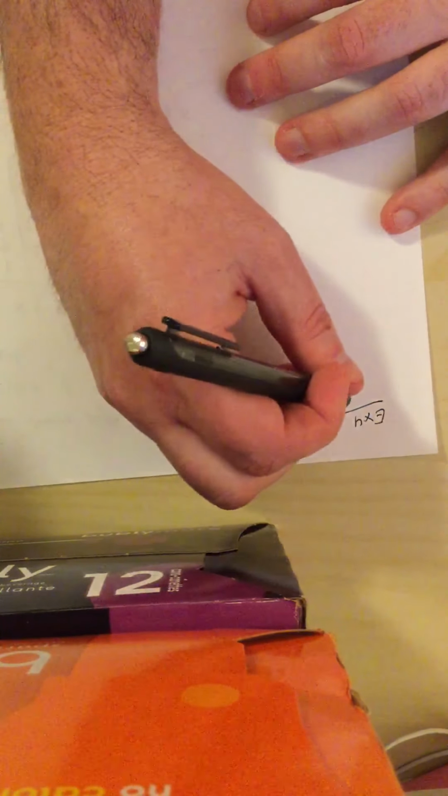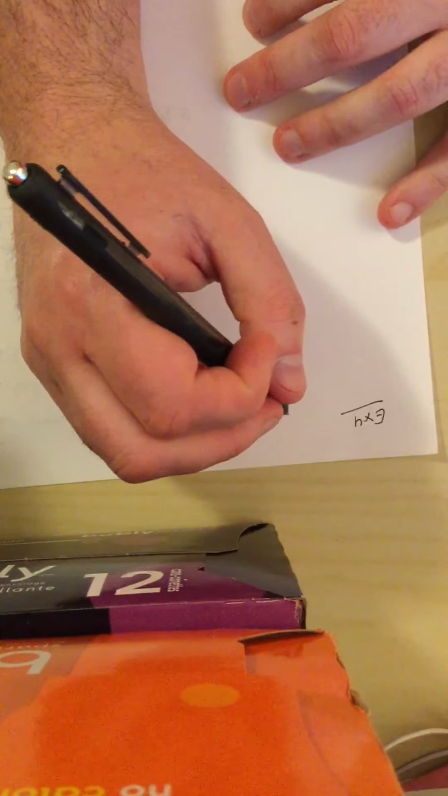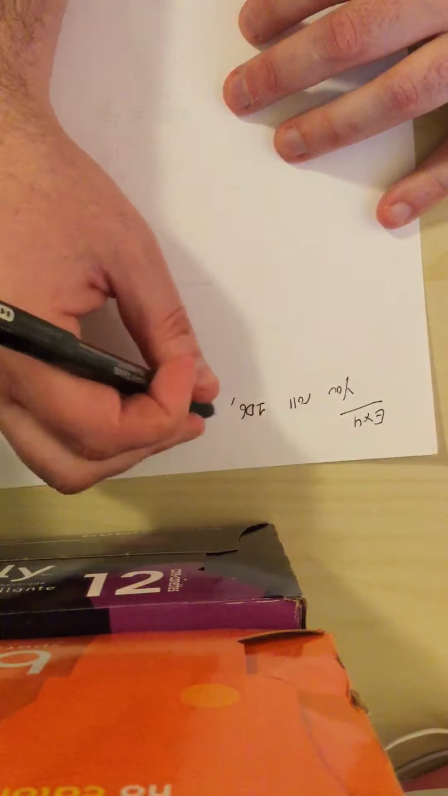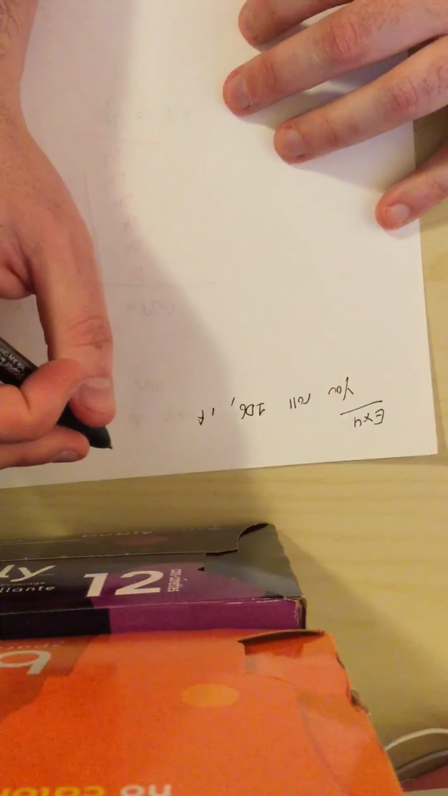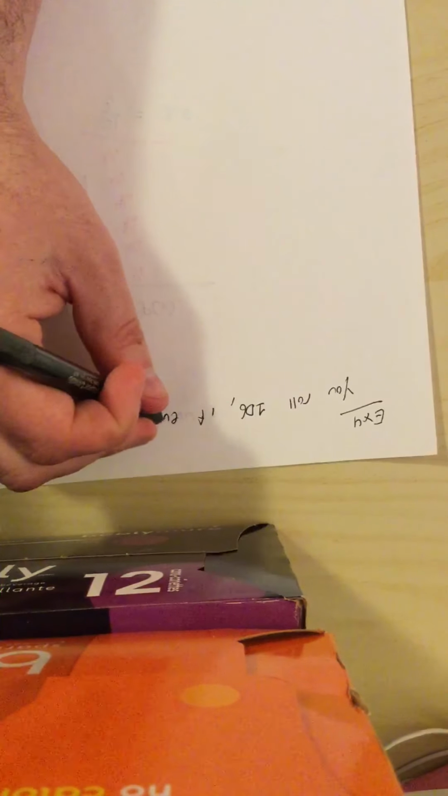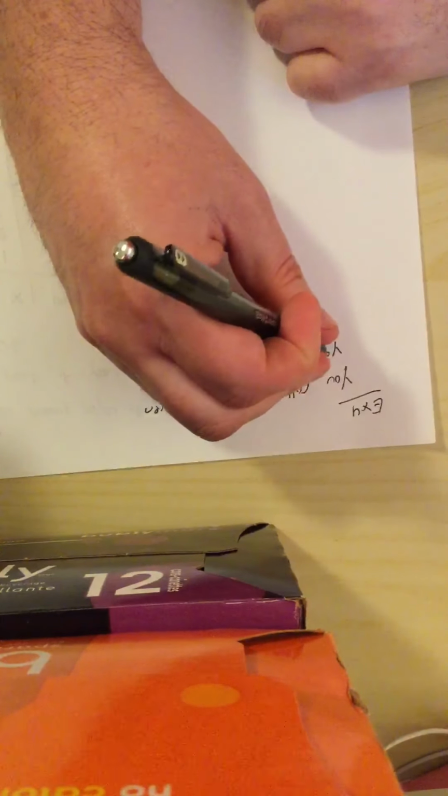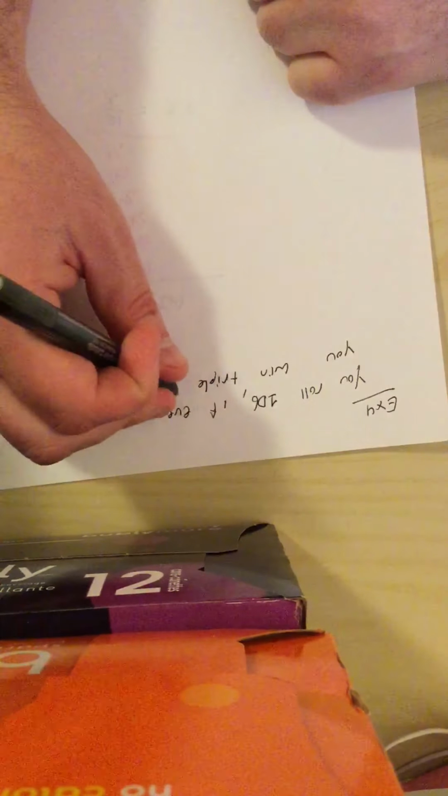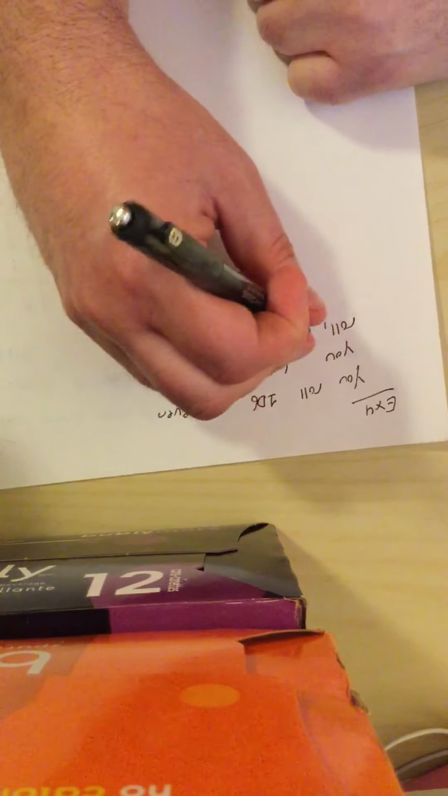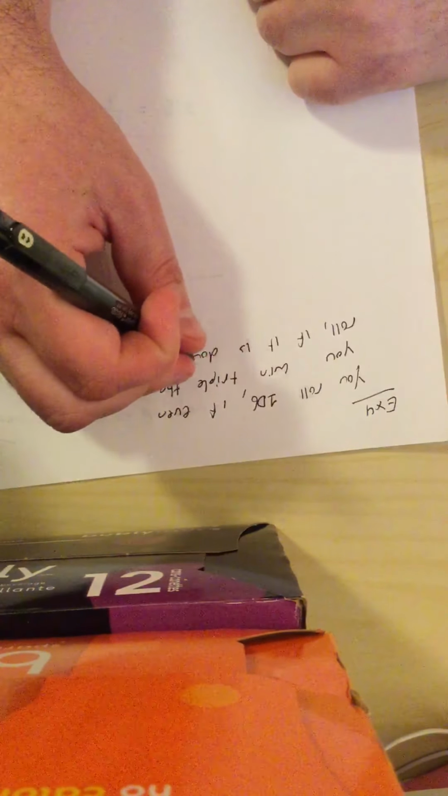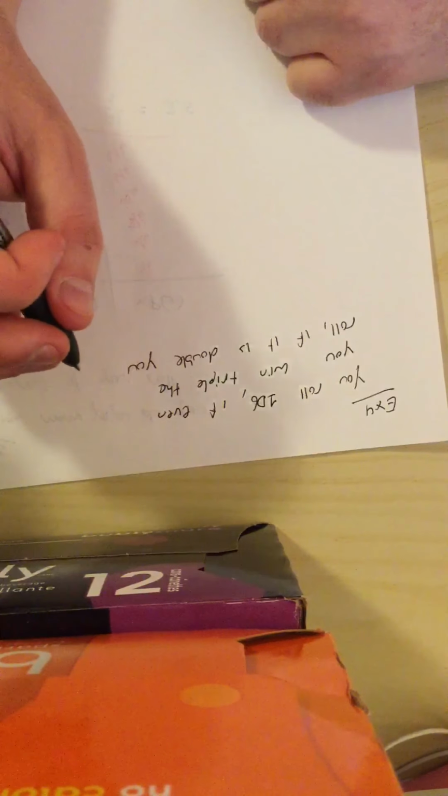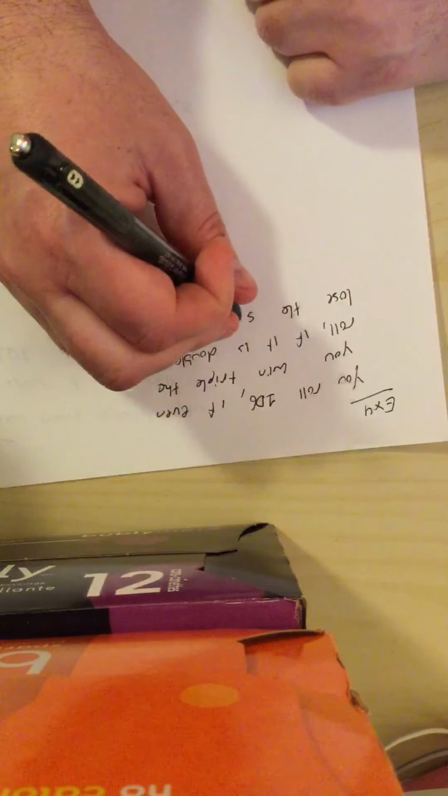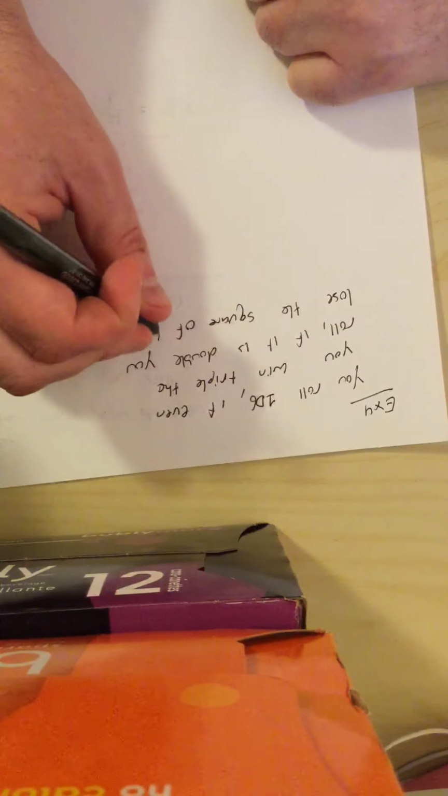Example 4. You roll 1d6. If it's even, you win triple the roll. If it is odd, you lose the square of the roll.